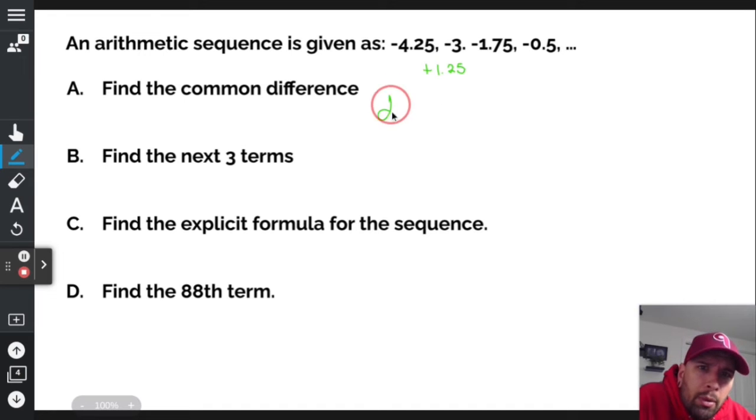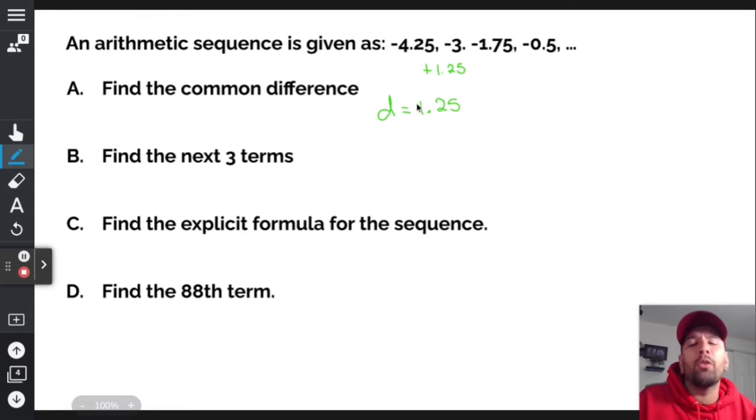So what's the common difference? D equals positive 1.25. If our number was going down, it would be negative something. The common difference is what you always add to get from one number to the next. So if I wanted to find the next three terms, I'm going to add 1.25.